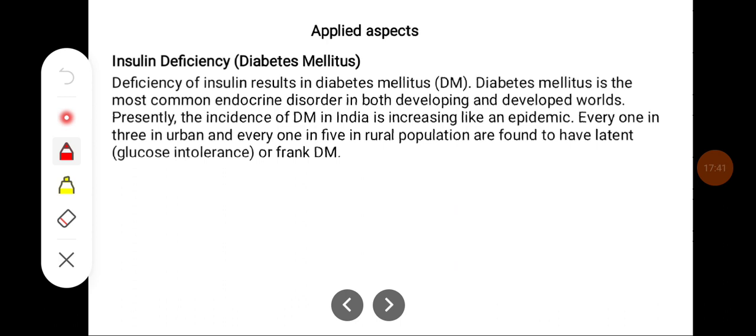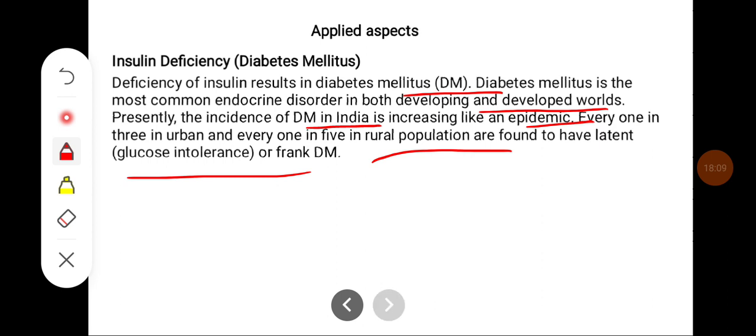Insulin deficiency, that is diabetes mellitus. Deficiency of insulin results in diabetes mellitus. Diabetes mellitus is the most common endocrine disorder in both developing and developed worlds. Presently, the incidence of diabetes mellitus in India is increasing like an epidemic. Every one in three in urban and every one in five in rural population are found to have a latent or frank diabetes mellitus.